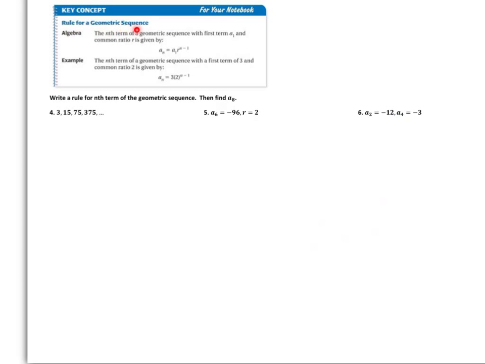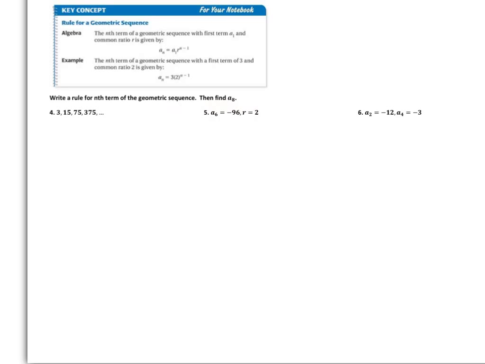Alright, the rules for geometric sequence. The nth term of a geometric sequence with the first term a sub 1 and the common ratio r is given by a sub n equals a sub 1 times r to the n minus 1. The nth term of a geometric sequence with a first term of 3 and a common ratio of 2 is given by a sub n equals 3 times 2 to the n minus 1. So, write a rule for the nth term of the geometric sequence, then find a sub 8.